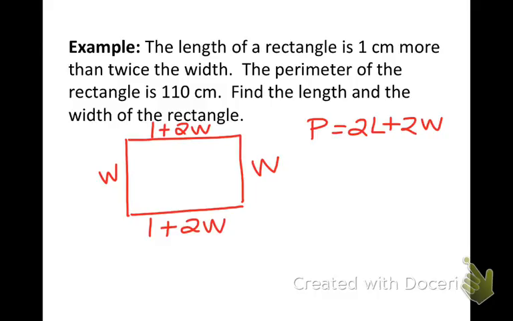All right, so if we just add up our variables, 2W plus W is 3W, plus another 2W is 5W, plus another W is 6W. So I get 6W, plus the only constants I see are these two ones, so 1 plus 1 is 2, equals my perimeter, which is given to us, which is 110. Solve that equation for W.